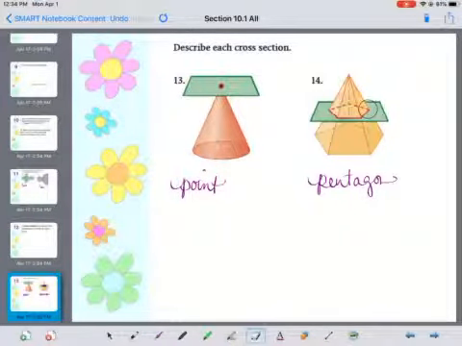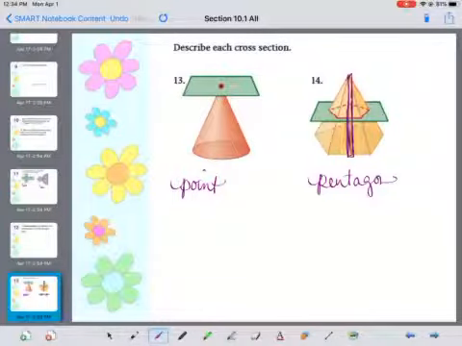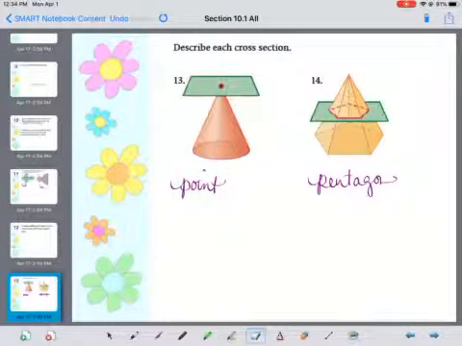What I'd like you to do is think about something for a second. If my cross section went this way instead, what shape would my cross section be? So depending on how I cut the shape, what is my cross section? Just think about it for a little bit.